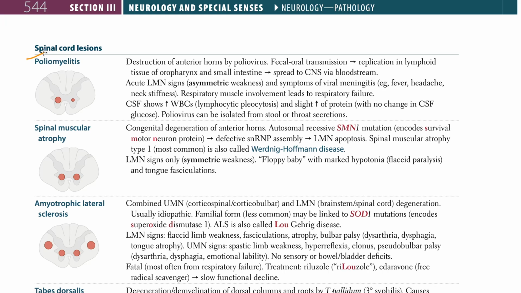Okay, now let's talk about spinal cord lesions. Before we actually dive into all the lesions, we got to know the normal, right? So here, the normal spinal cord, let's just mention the names of the structures on a cross-section of the spinal cord. So we have your anterior horns. And behind the anterior horns is the dorsal root ganglia.